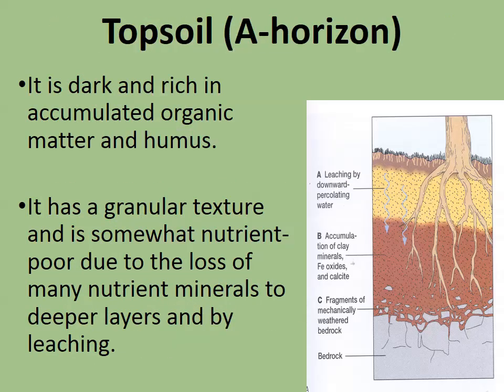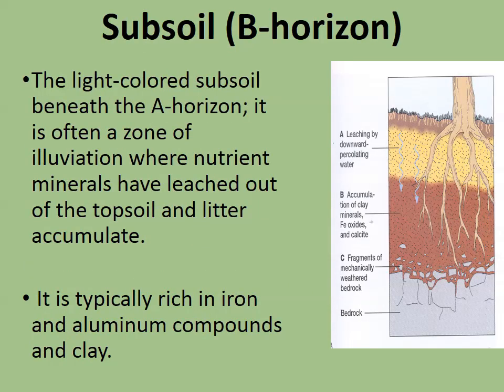Your topsoil is dark, rich in accumulated organic matter and humus. You're decomposing plants and materials, that kind of composty type of stuff, and it's granular. Sometimes it's nutrient poor towards the bottom, but it's nutrient rich towards the top. And then your subsoil is basically where your nutrients and minerals have leached out of this area. Some litter accumulates. You can see a distinct color shift when you get to your B layer. You want your topsoil to be a pretty thick layer, but in a lot of places, your topsoil isn't actually that thick. In the temperate deciduous forest, we have a pretty thick A layer.